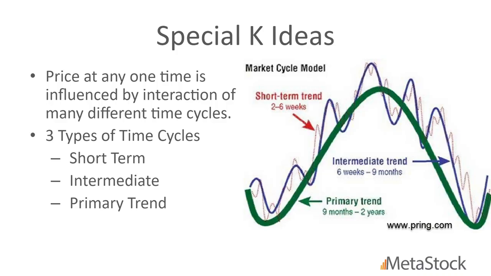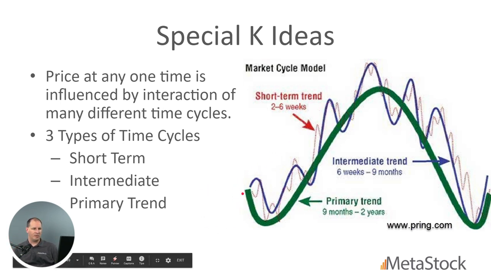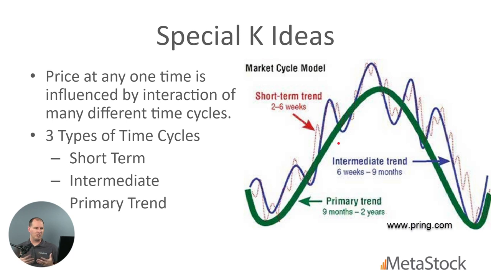So the Special K, what is it? First of all, it's looking at multiple time frames. And when I'm talking multiple time frames, I'm not talking a 5-minute, 10-minute, things like that. We're talking time frames over time. So if we look at this chart over here, we have a primary trend, which is developed over 9 months to 2 years, an intermediate trend, which is this purple, which is developed over 6 weeks to 9 months, and then we've got a short-term trend, which is developed over 2 to 6 weeks. So it's using these 3 different time frames, per se, to help us identify time cycles, okay?